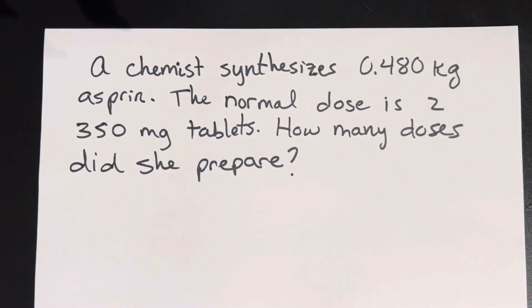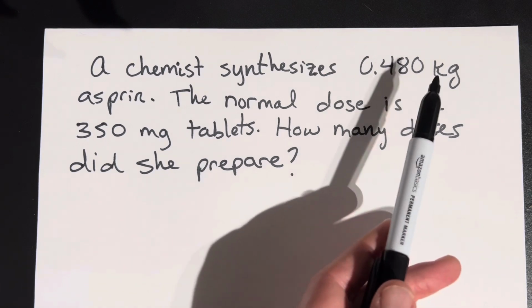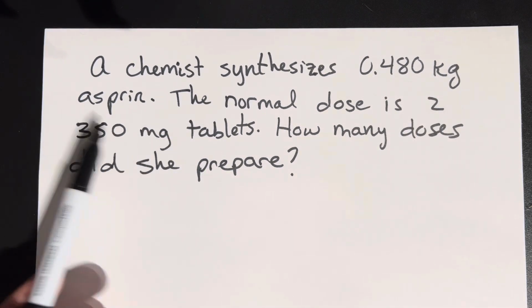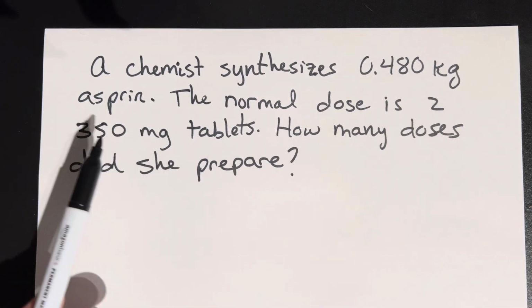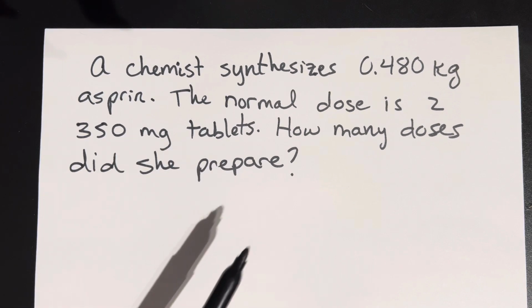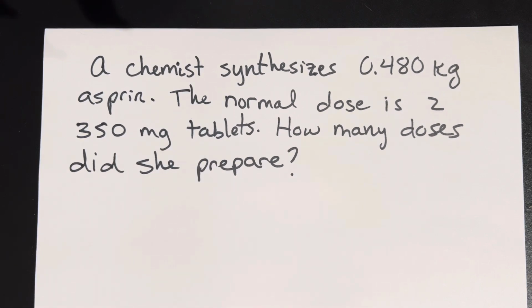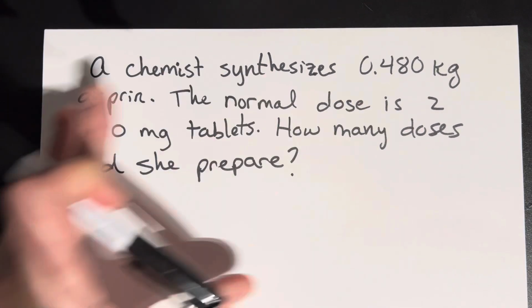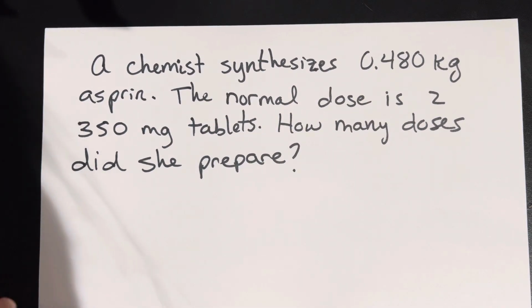All right, so I got a question that goes something like this: a chemist synthesizes 0.480 kilograms, a good amount, of aspirin. It says the normal dose is 350 milligram tablets. How many doses did she prepare? In other words, how many full doses did she prepare? Well, it helps to think about this question first before we start addressing things.